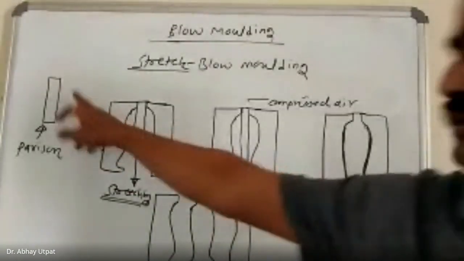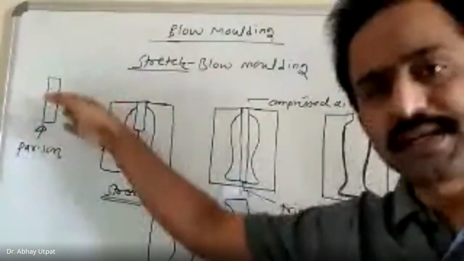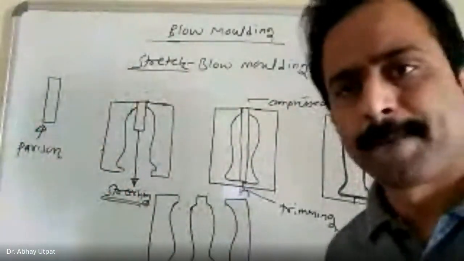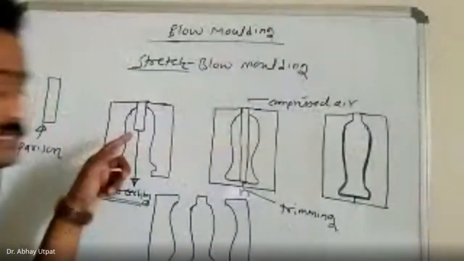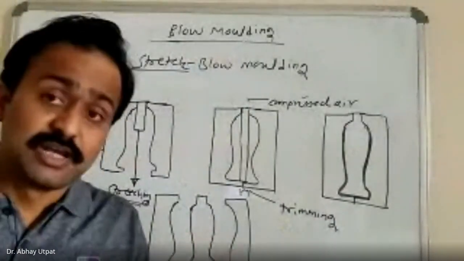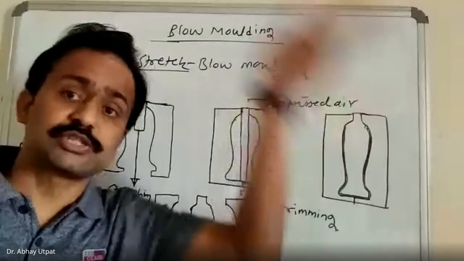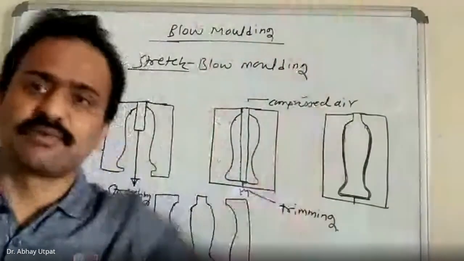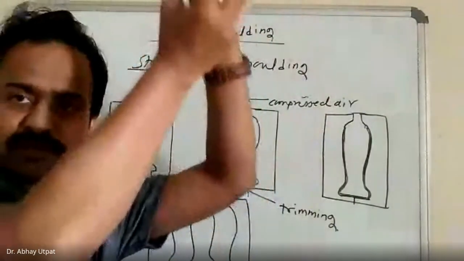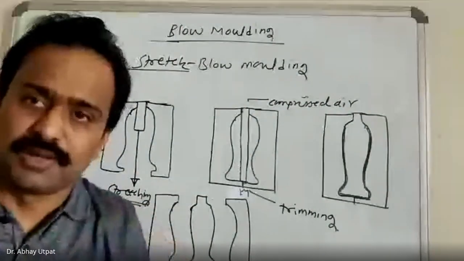One parison is your simple pipe, which you can make available maybe by extruder, maybe by injection molding. So this is the parison which is available to you. Sometimes extrusion and stretch operation may be combined. So extrusion, stretch, blow molding may become very complicated. If you want fast working operation, the extruded parison will come down and then it will be stretched again and swell again. That will be a complicated operation.